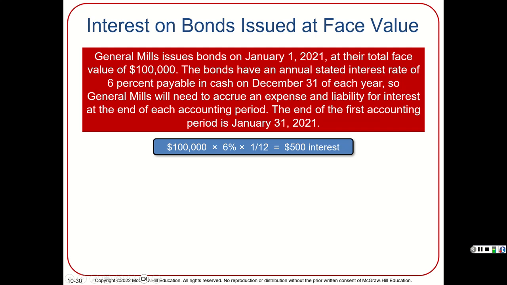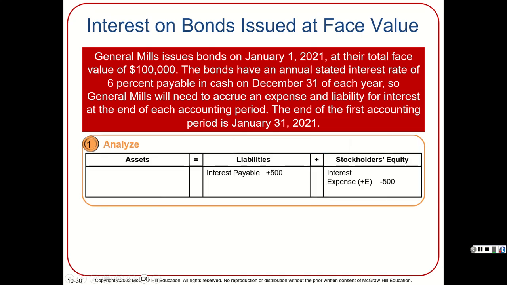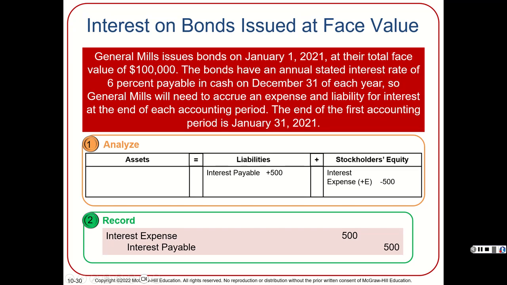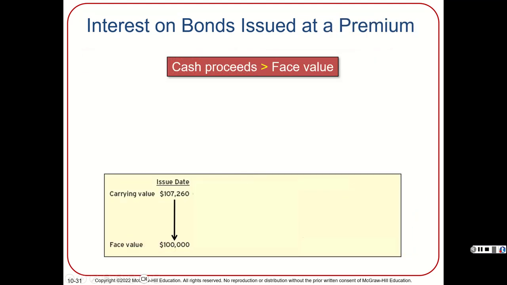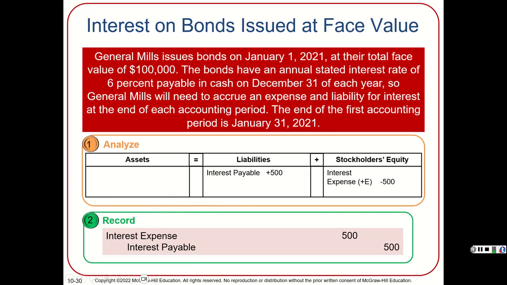So 100,000 times 6% times 1/12, or 1 month. 1 over 12 is 1 month, 2 over 12 is 2 months. So we are recording just for January. We're recording $500. The interest payable is $500 and the interest expense is $500. This is going to happen each month, every month in 2021.